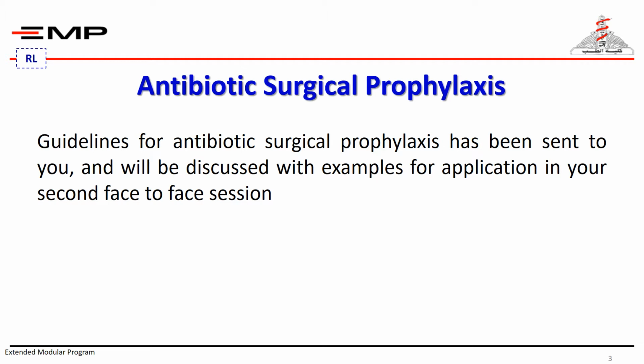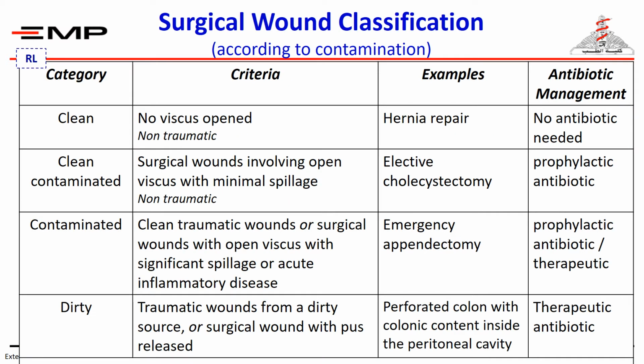Guidelines for antibiotic surgical prophylaxis have been sent to you and will be discussed with examples for application in your second face-to-face session. However, what concerns us here is the classification of wounds according to contamination. It is important to classify surgical wounds according to expected contamination because this is the base for antibiotic surgical prophylaxis. According to contamination, surgical wounds can be classified into 4 categories.